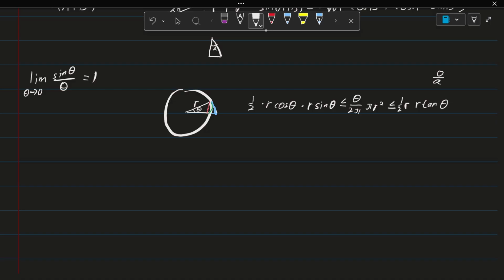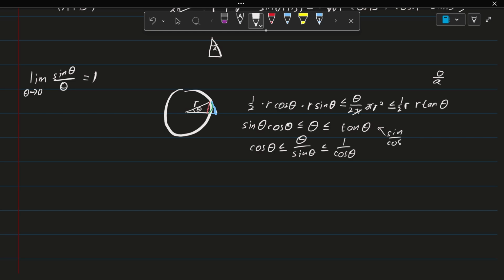What we can do now is multiply everything by 2 over r squared. So we obtain sine theta cosine theta is less than or equal to theta, since these cancel each other out, which is less than or equal to tangent of theta. Now we can divide everything by sine theta. So we get cosine theta is less than or equal to theta over sine theta, which is less than or equal to 1 over cosine theta. Remember, tangent of theta is sine over cosine.